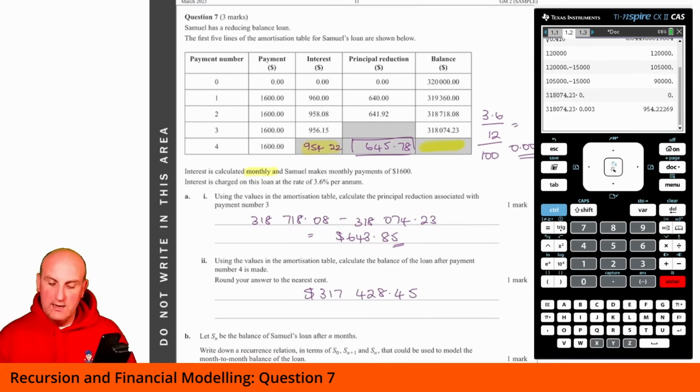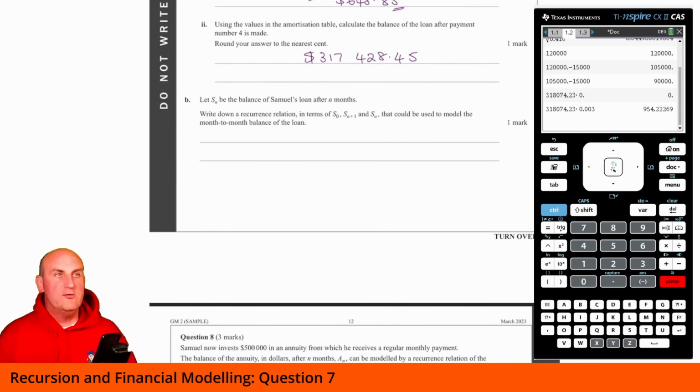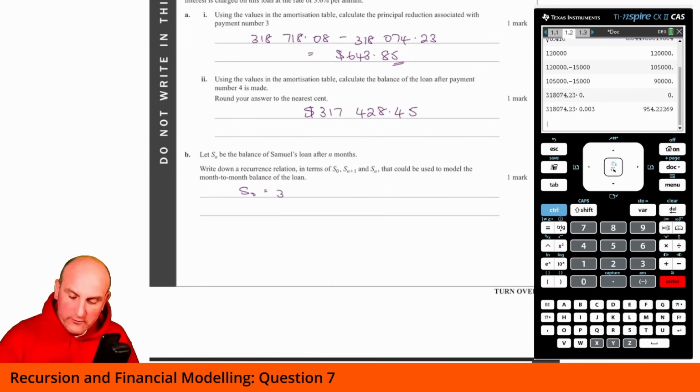$2,000.45. Ka-ching! Let S_N be the balance of Samuel's loan after N months. Write down a recurrence relationship in terms of S0. And again, VCAA, I love doing these questions because so many students don't know how to do a recurrence relationship. So first things first is S0. That's my opening amount from my amortization table, which was 320,000. So 320,123, comma, S of n plus 1 equals, right, I need my multiplier.